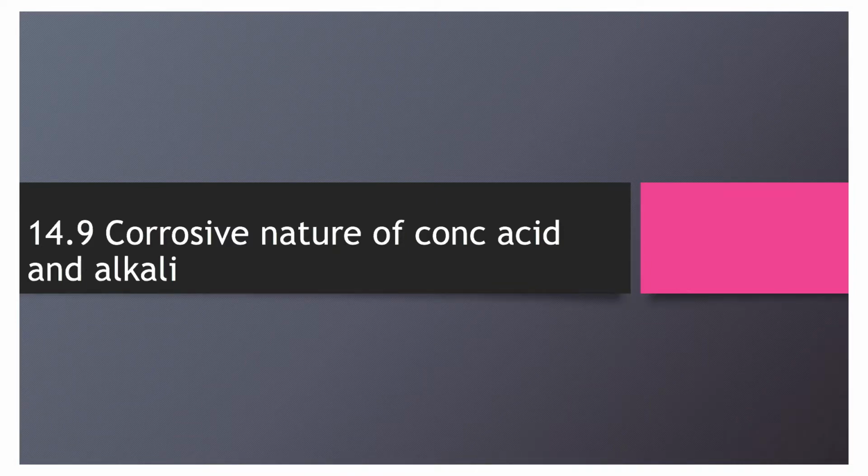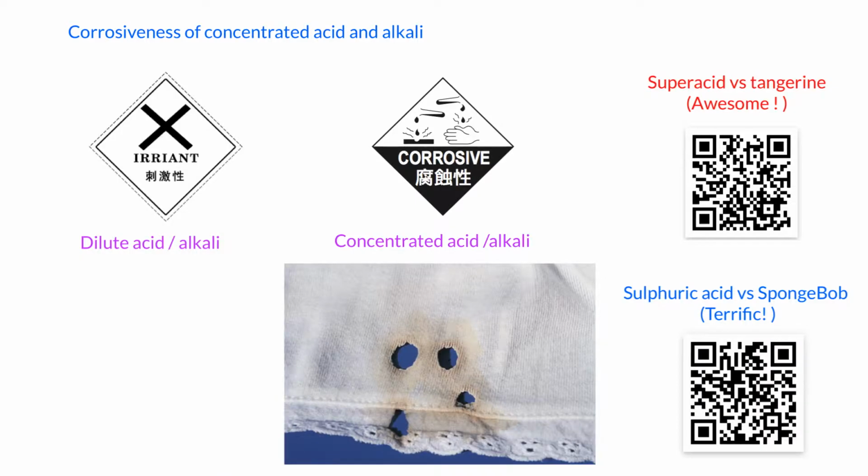14.9, the last section of acids and alkalis. We will talk about the corrosive nature of concentrated acids and alkalis in this section. So, corrosiveness of concentrated acids and alkalis. First of all, you have to know that if it is a dilute acid or alkali, it will only be an irritant. But if it becomes concentrated, then the acidic and alkaline properties will be corrosive because they have a high concentration of H+ and OH-.